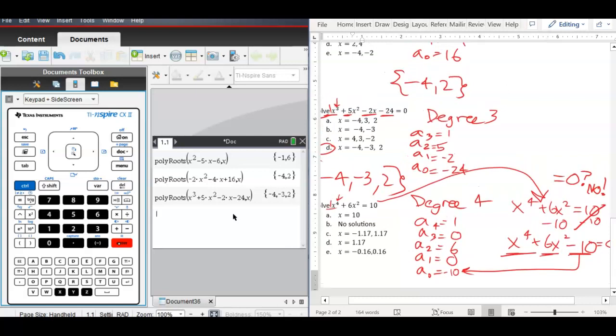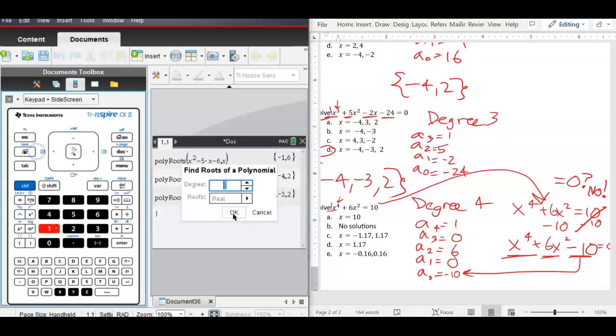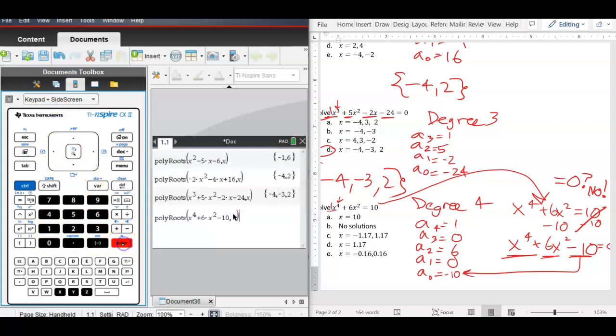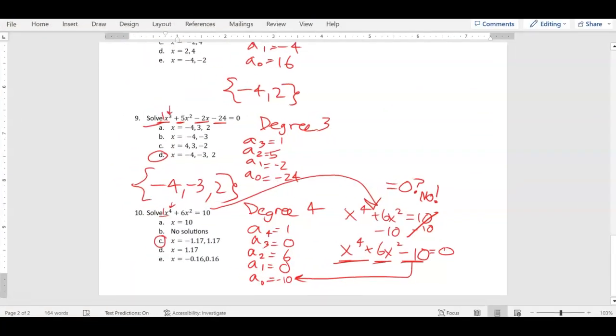So let's go ahead and type this in the calculator. Menu 331, it's a degree 4, 1, 0, 6, 0, -10. I hit enter, enter, enter. I get -1.165. The 5 rounds the 6 to a 7, so -1.17, comma, +1.17. It rounds also that one. Okay.